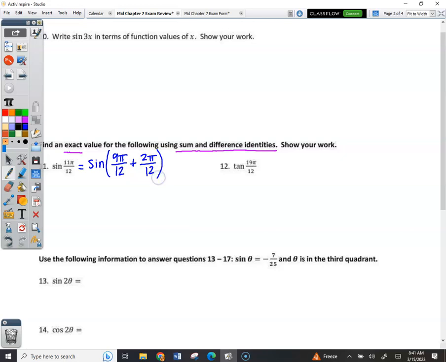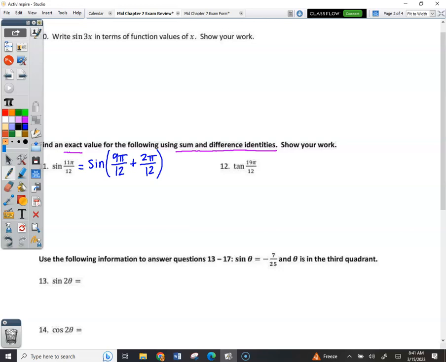Because 9 over 12 reduces to 3 pi over 4, which is on the unit circle, and 2 pi over 12 reduces to pi over 6, which is on the unit circle. So those are what I picked. It doesn't matter what you picked, as long as it will add or subtract to give you 11 pi over 12 and will reduce to 2 fractions, radians, that are on the unit circle.